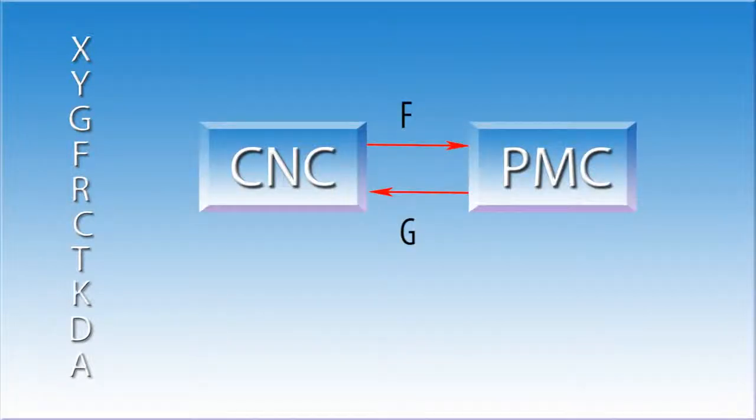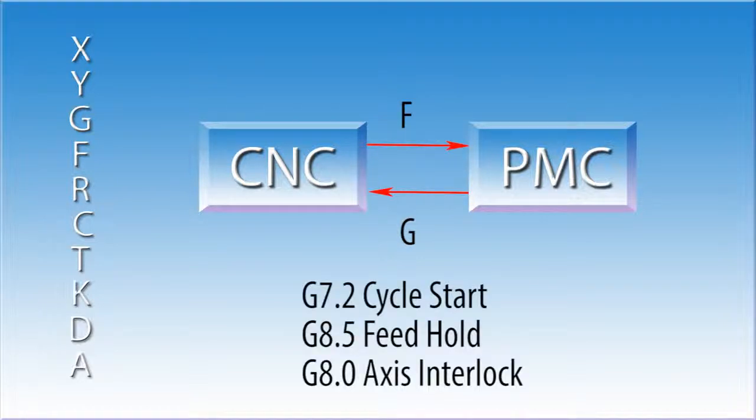The secret to troubleshooting a lot of machine tool problems lies with understanding the F and G addresses. Once you understand how they work, the amount of time it takes to solve a large number of machine problems can be cut in half.